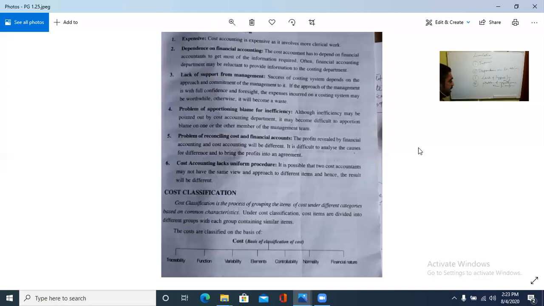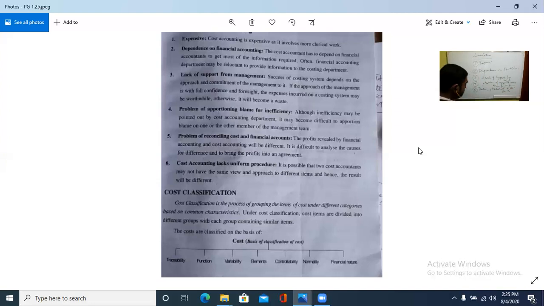Then problem of reconciling the cost and financial account. So under that, the profits revealed by the financial accounting and cost accounting will be different, because financial accounting concerns the entire business, how much profit is to be ascertained, while in cost accounting only the cost, profit or loss is to be calculated rather than financial accounting. It is difficult to analyze the causes for the difference and to bring the profits into agreement. അതാണ് പറഞ്ഞത്. കോസ്റ്റ് അക്കൗണ്ടിങ്ങും ഫിനാൻഷ്യൽ അക്കൗണ്ടിങ്ങും തമ്മിൽ വളരെ വ്യത്യാസമുണ്ട്. Only costing profit is to be calculated in cost accounting, while in financial accounting, the financial profit of the entire business for the year is to be calculated. That is more important than cost accounting. അതുകൊണ്ടാണ് one point, problem of reconciling the cost and financial accounts.